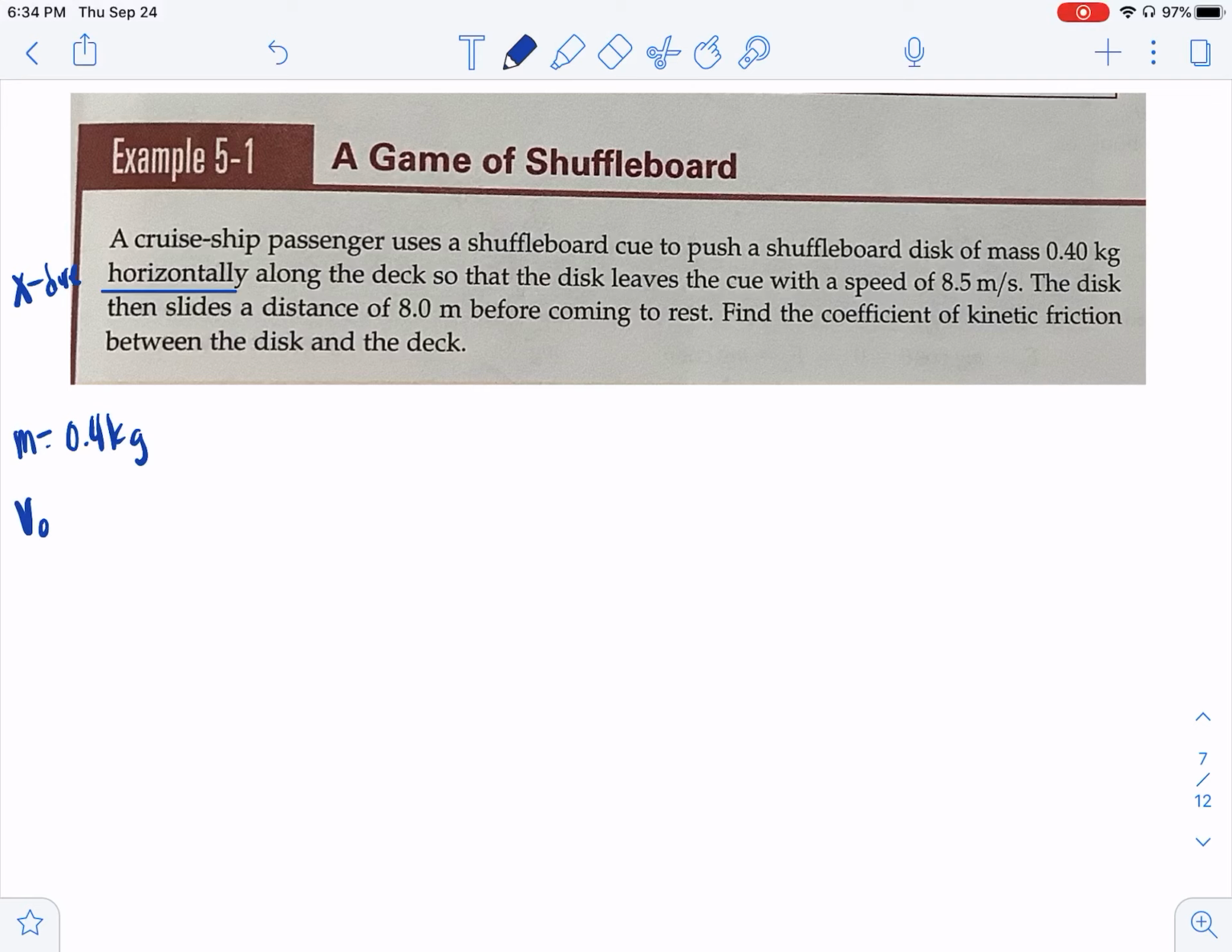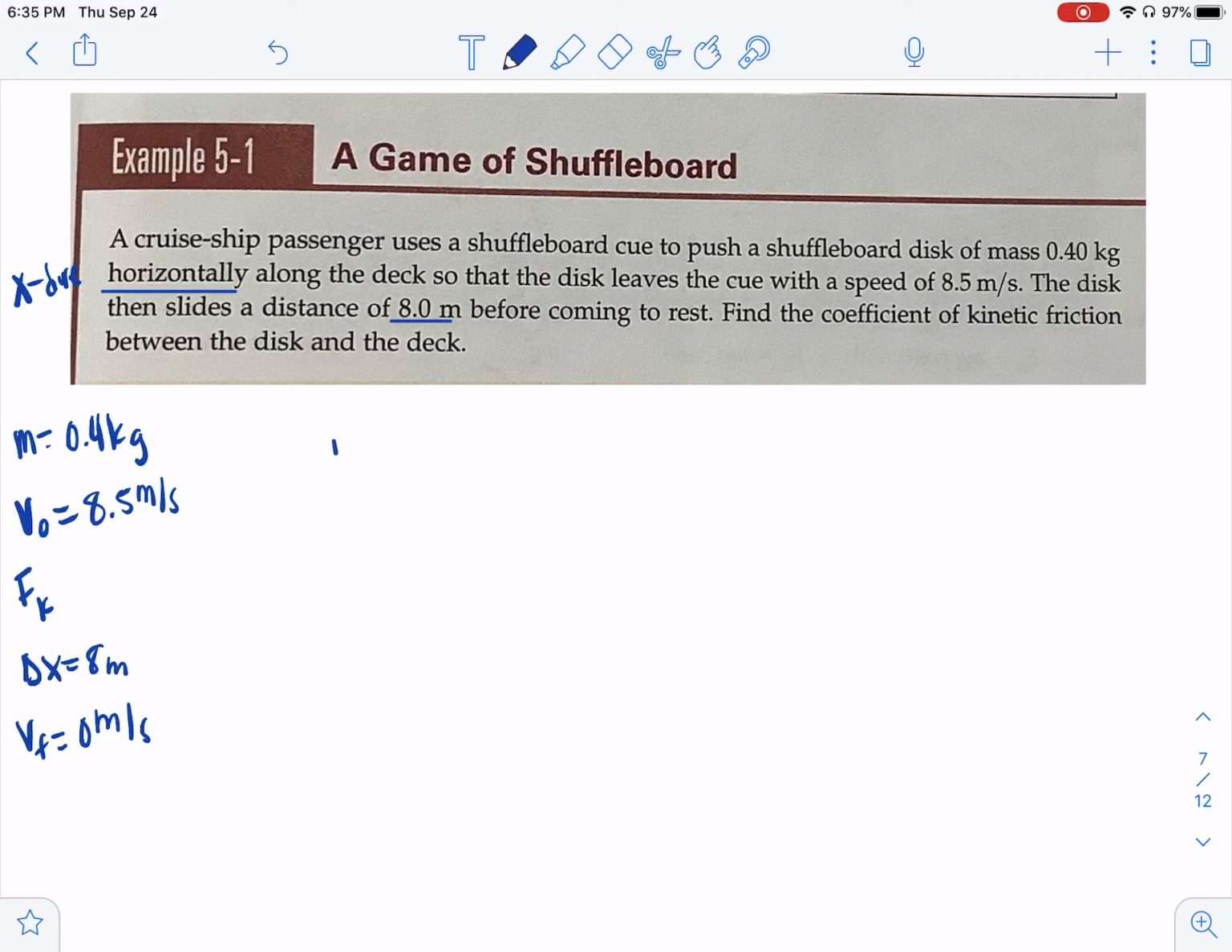So that tells me one thing. It tells me that my v initial is 8.5 meters per second, but it also tells me when I start moving that I have a force of kinetic friction. So when we start dealing with friction, because I'm starting in motion, I already know that I can go ahead and use kinetic friction. The disc slides a distance of 8 meters, so that would be delta x, before coming to a rest. So v final is equal to 0 meters per second. Find the coefficient of kinetic friction between the disk and the deck.